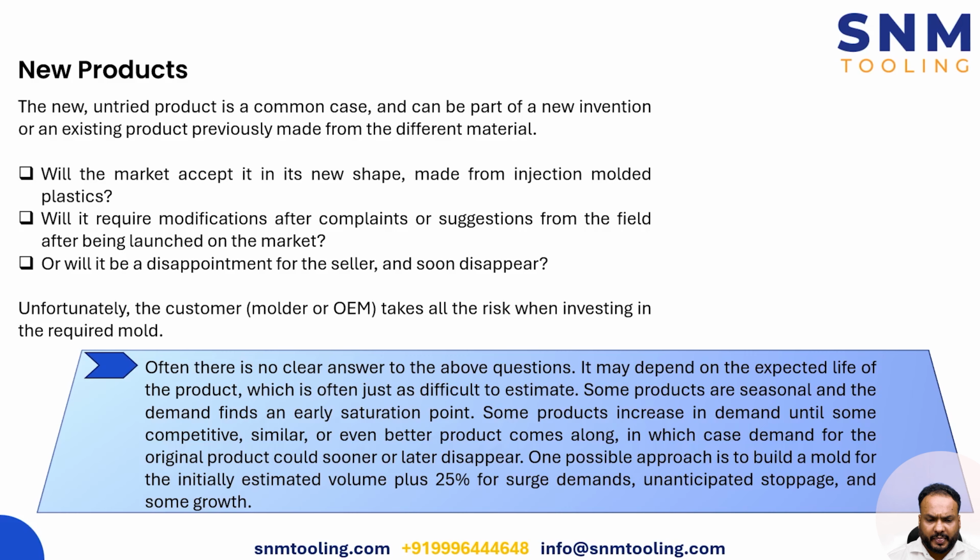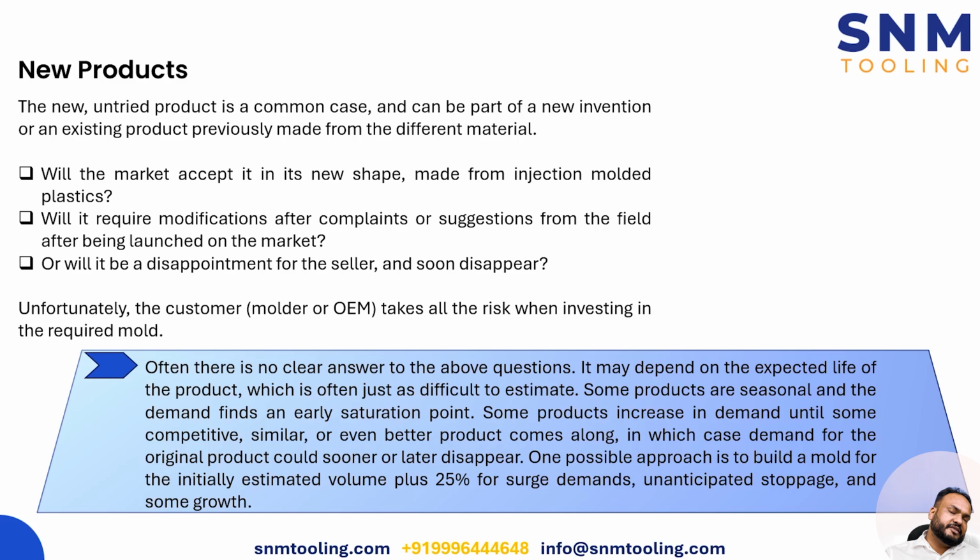So the important takeaway here is that all these questions don't have very clear answers, right? But at the end of the day, we need to decide on something. So if you see, for some products which are seasonal and the demand diminishes over a small period of time, or it has an early saturation point, such products have high demand until some competition appears, as I just told you, or a better product, of course, comes along. Now, in that case, the demand can soon disappear, right?